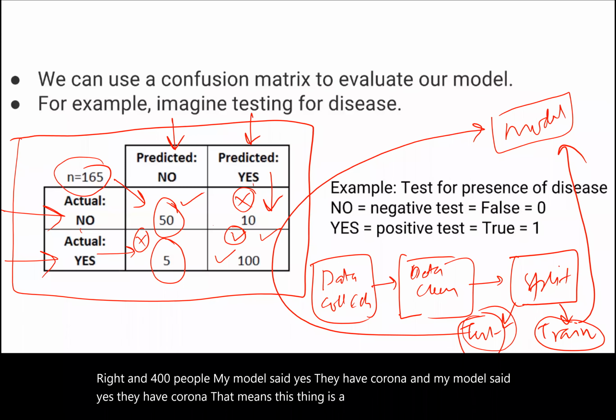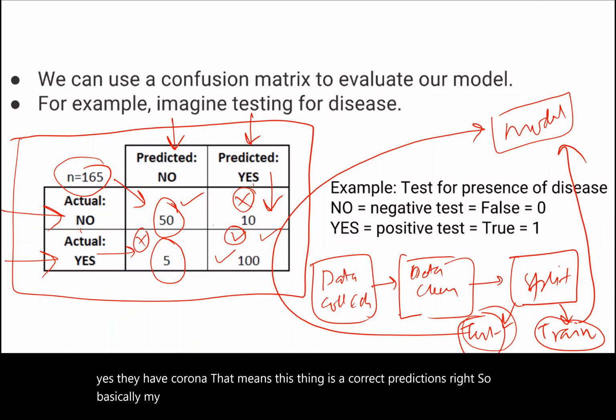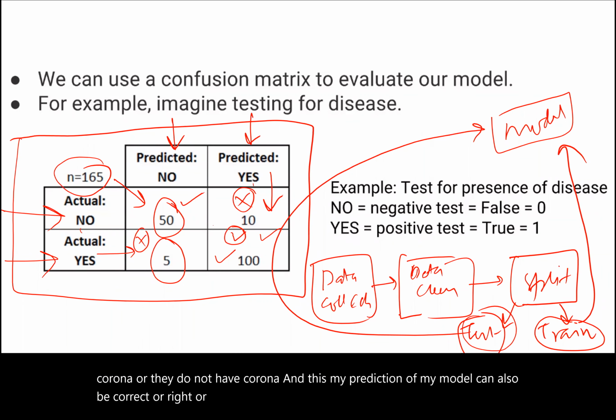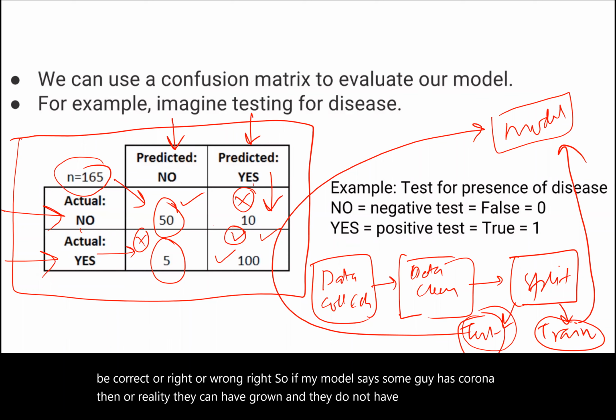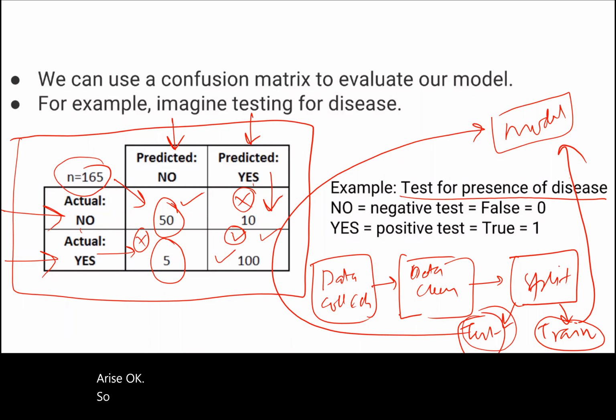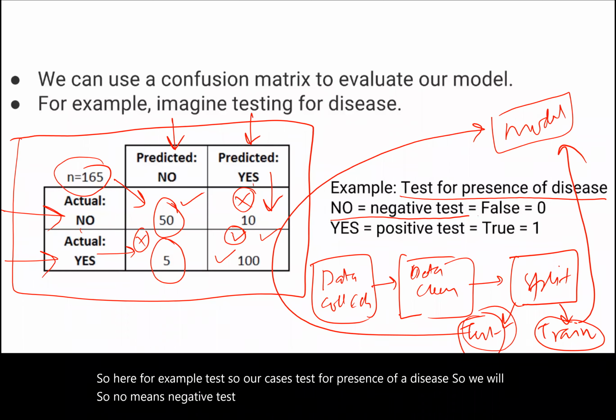So basically my model can make two kinds of predictions, whether they have corona or they do not have corona. And this prediction of my model can also be correct or wrong, right? So if my model says some guy has corona, then in reality they can have corona or they may not have corona. So these are the four cases that can arise. Here for our example, our case is a test for the presence of a disease. So no means negative, the test said negative, corona negative, right?